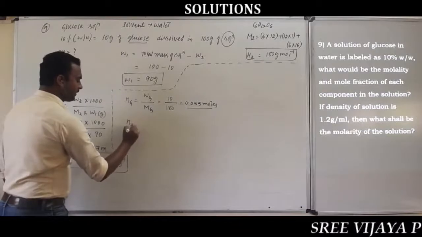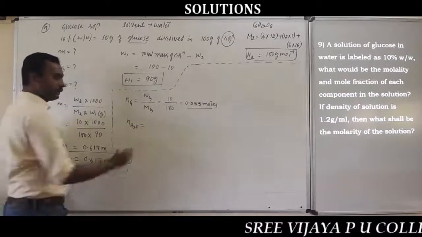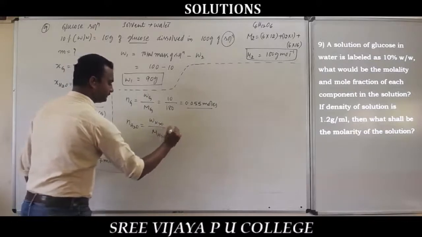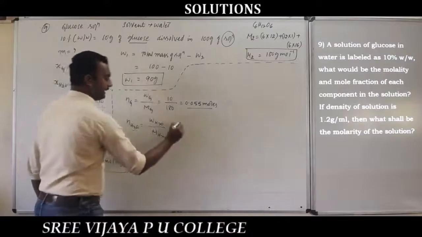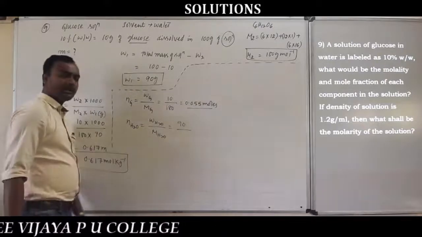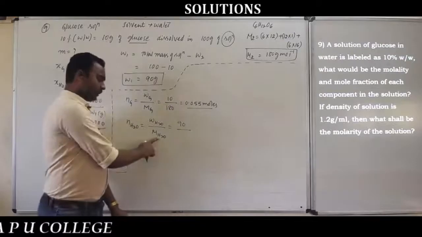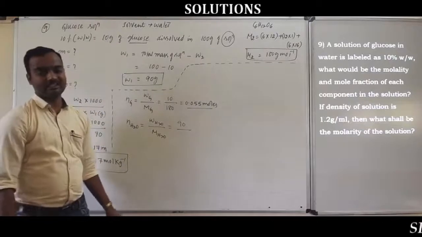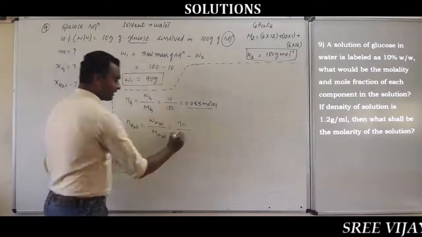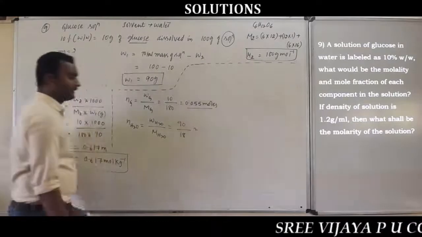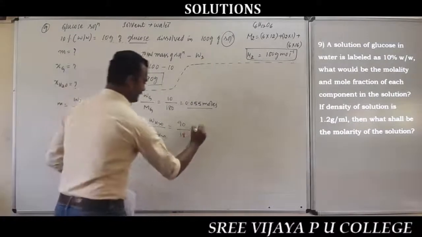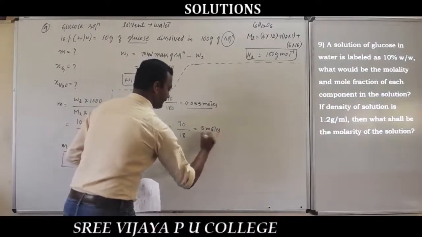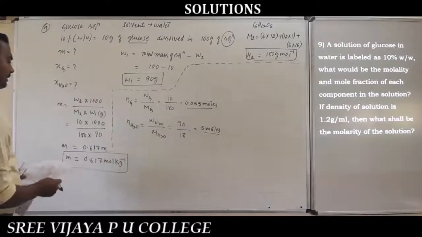Now for the other component, find the number of moles of water. That is mass of water divided by molar mass of water. Mass of water is 90 gram divided by the molar mass of water. Water is H2O: atomic mass of hydrogen is 1 into 2, plus atomic mass of oxygen is 16 into 1. The total comes to 18 gram per mole. That is equal to 90 divided by 18, which is 5 moles. That is the number of moles of water.